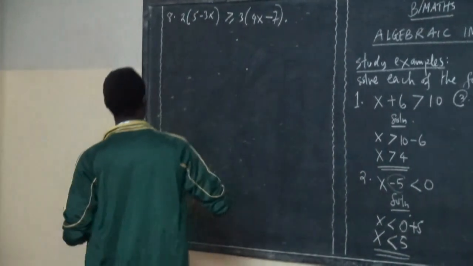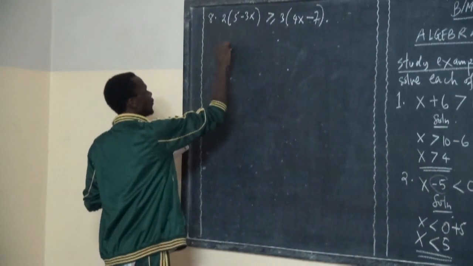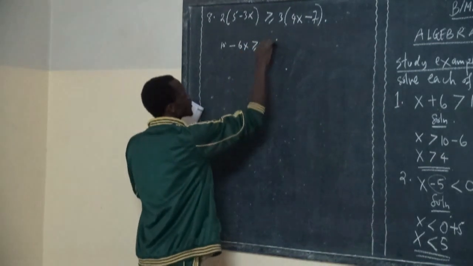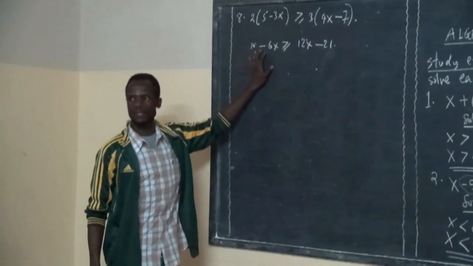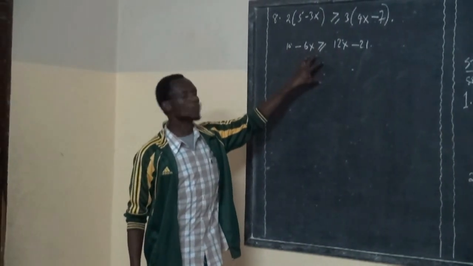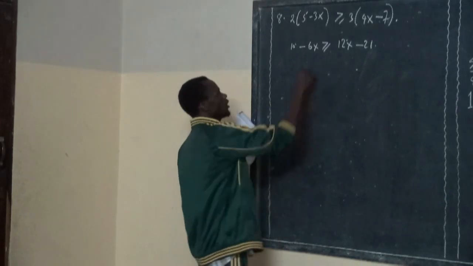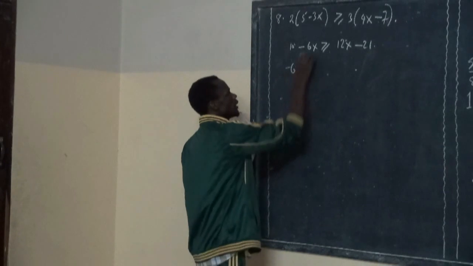Now, we open the bracket, 2 times 5, now it is 10, minus 6x, is greater than or equal to 12x minus 21. If that is the case, we should collect the like terms. Now this is negative 6x.